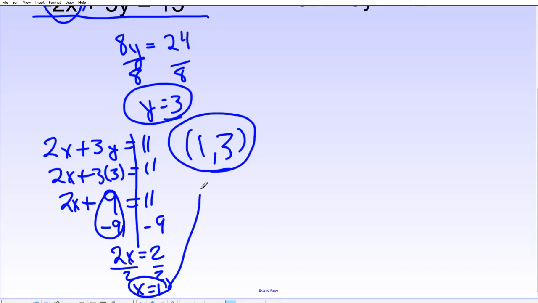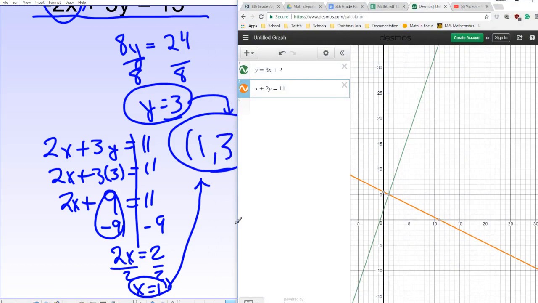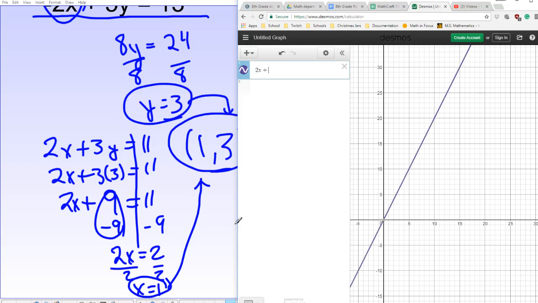See? X is 1, y is 3. A solution to a system of equations is an ordered pair. It is a point. If I would throw these things into something like Desmos, play pretend. Here is not the right stuff. So let me put the right stuff in here. 2x plus 3y equals 11. That is my bottom equation I have here.